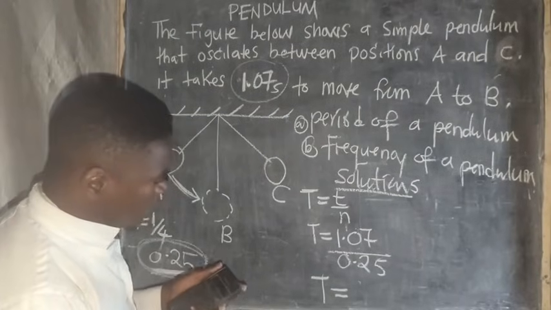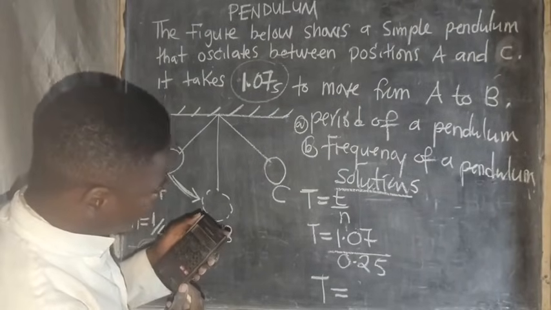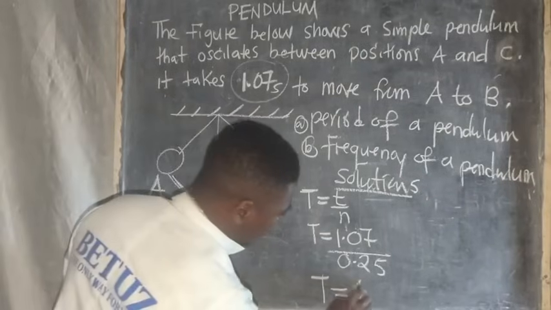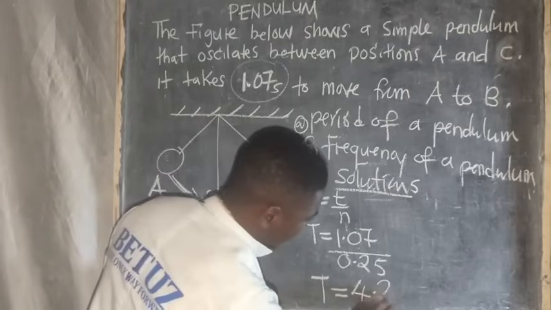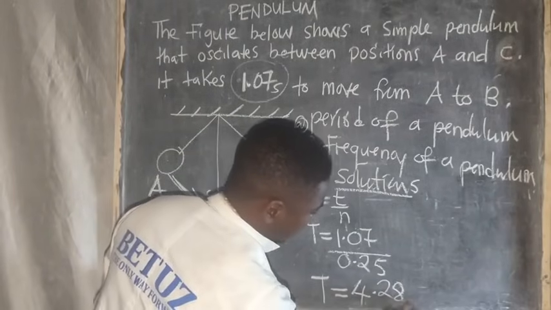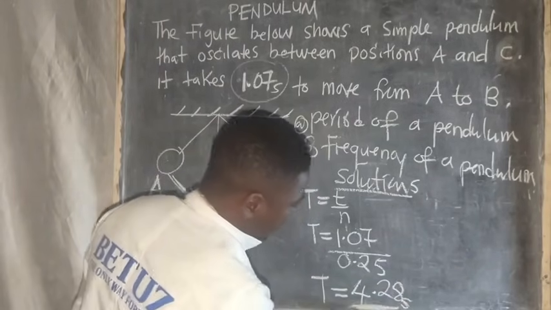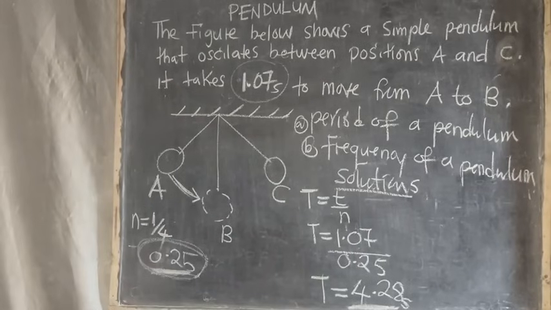When we divide, the answer there is supposed to be 4 point. So the answer I'm getting is 4.28 seconds. So meaning that this is my period of a pendulum. So this is how you need to find this. Just like this. This is how we get to answer these questions.